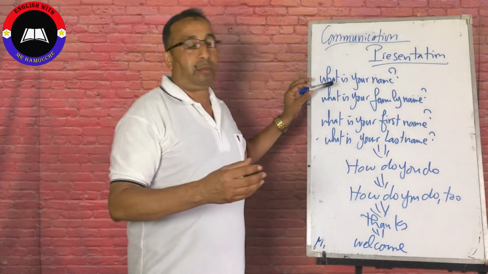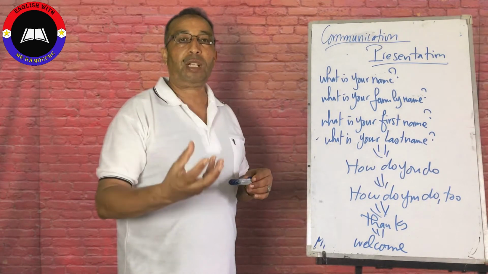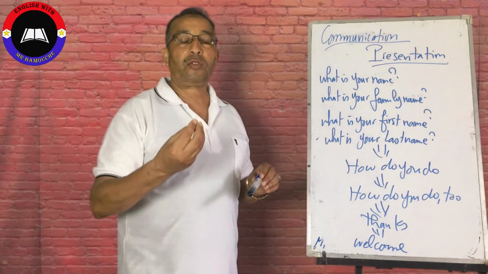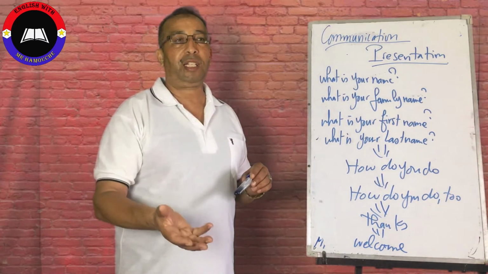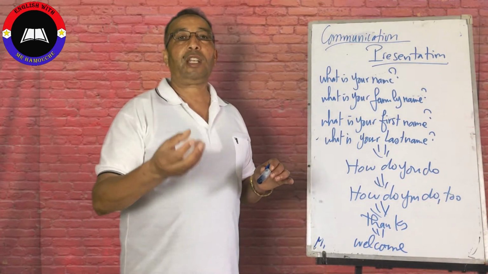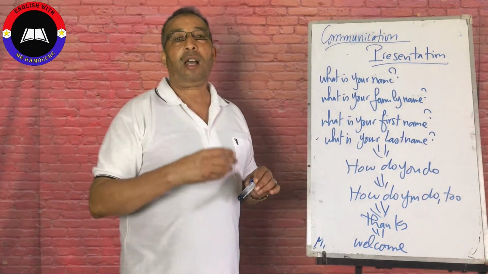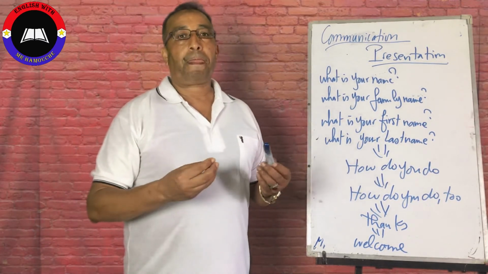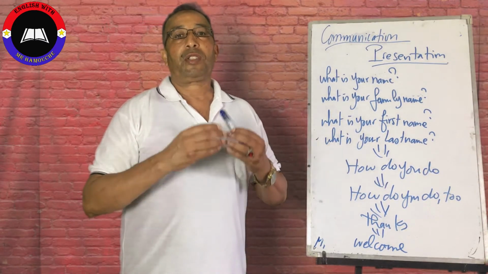And what's your name? What's your name? فأنت مطلوب منك اسمك الشخصي. What's your family name? فأنت مطلوب منك اسمك العائلي. What's your first name? فأنت مطلوب منك اسمك الشخصي. And what's your last name? فأنت مطلوب منك اسمك العائلي. Okay, so what's your name? What's your family name? What's your first name? And what's your last name?